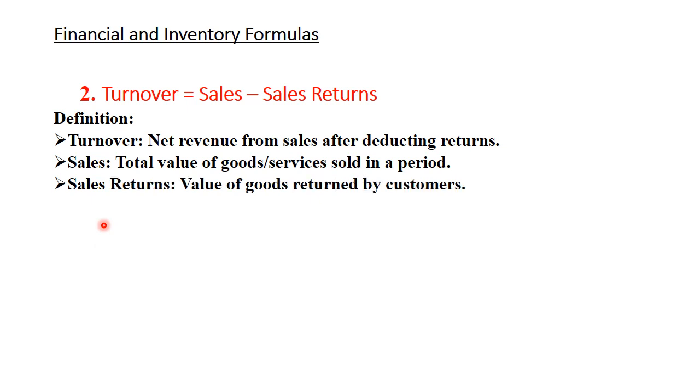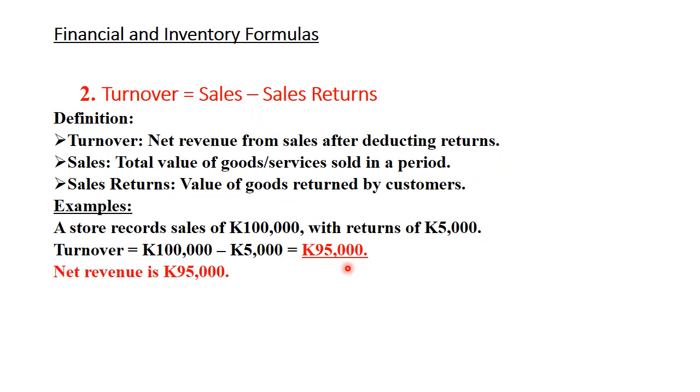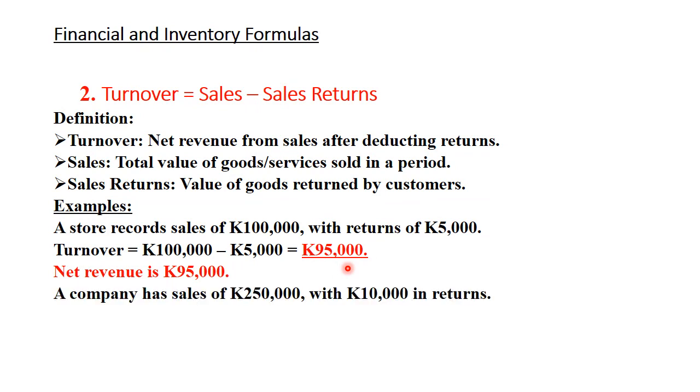But from those sales, you have to subtract sales returns, which is the value of goods returned by customers. Maybe you sold 100, but goods whose value is 30 kwacha were returned, meaning that the turnover is 100 minus 30, which is 70 kwacha. That's the turnover. Here is an example. A store records sales of 100,000 with returns of 5,000. What is the turnover? Turnover is 100,000 minus 5,000, which is 95,000. Simple calculations, right? So the net revenue is 95,000.